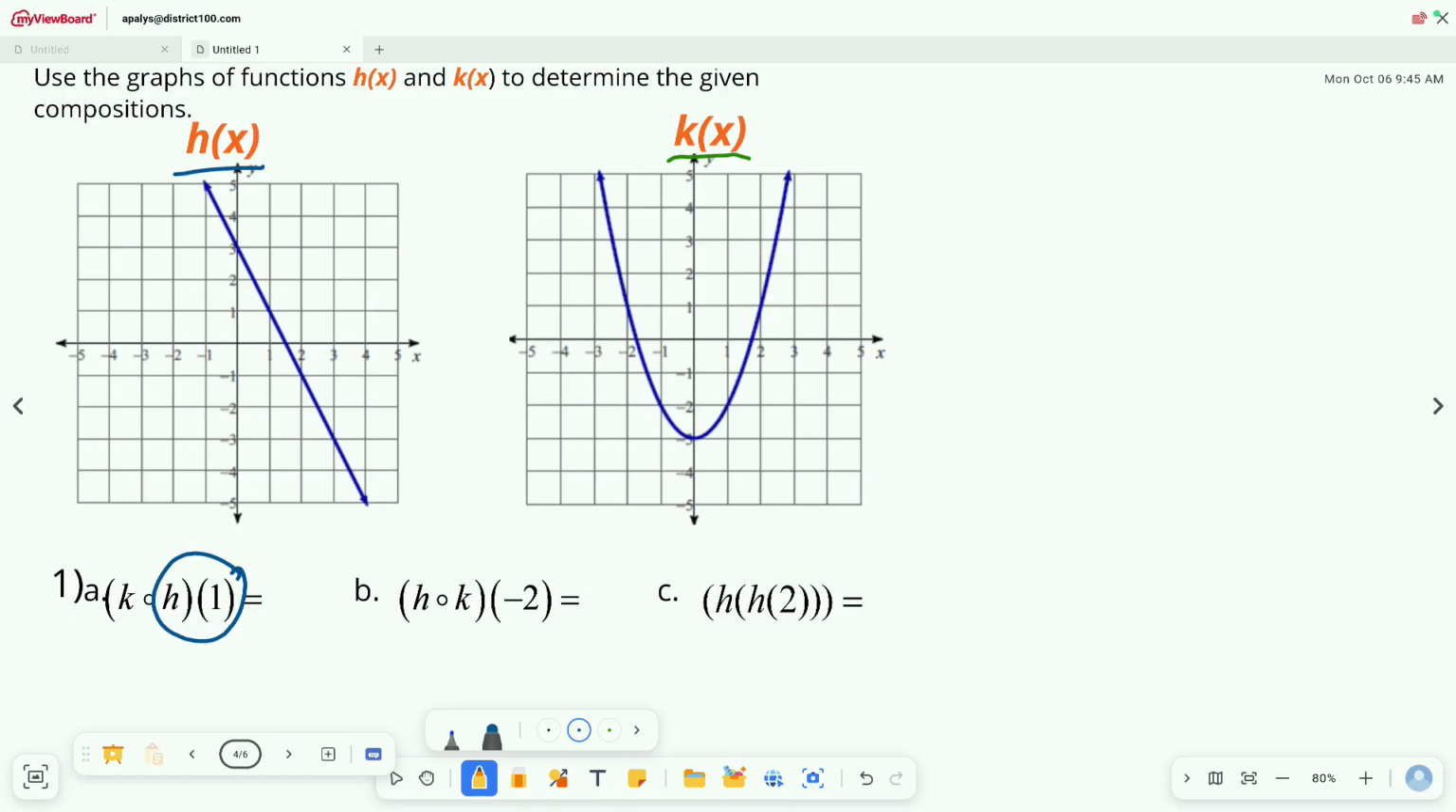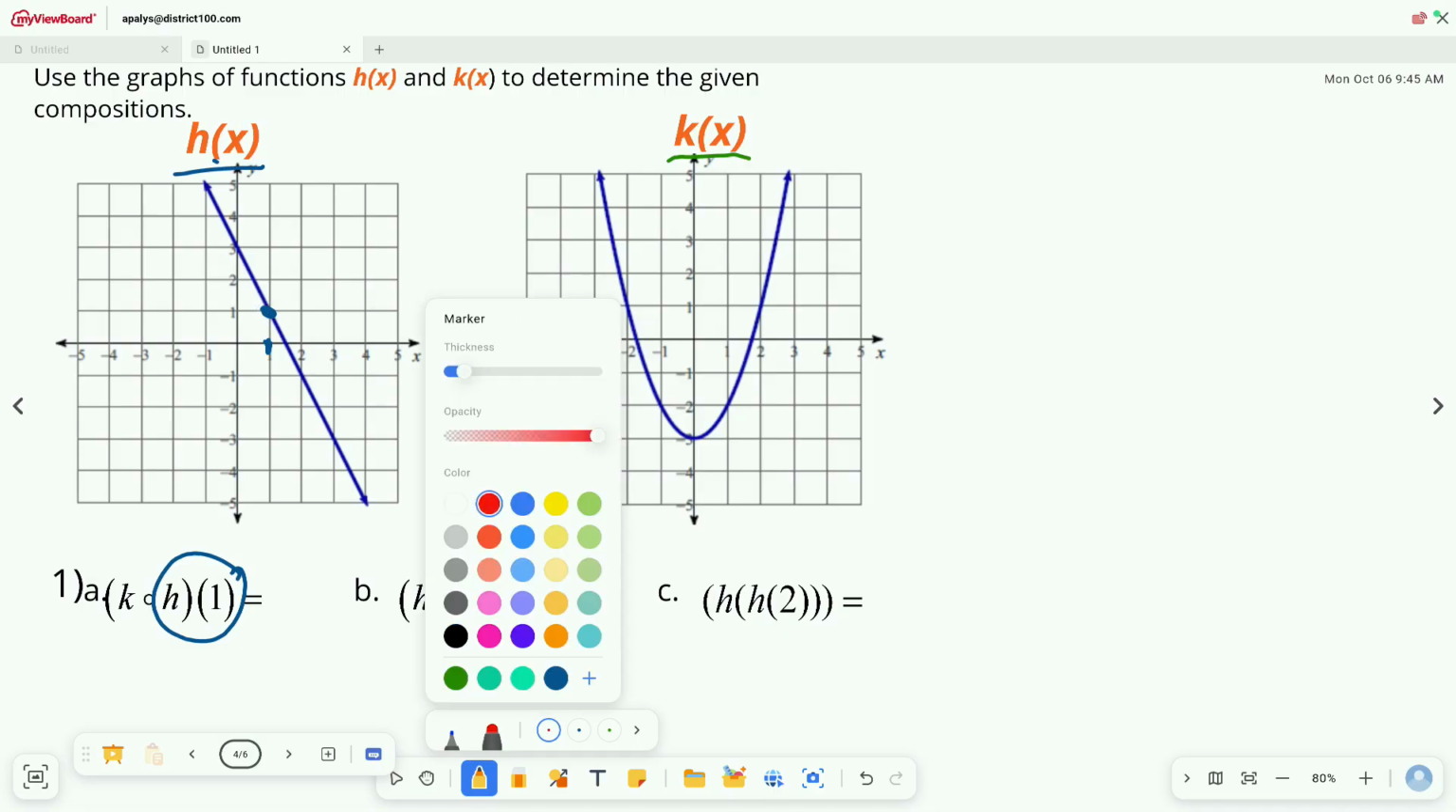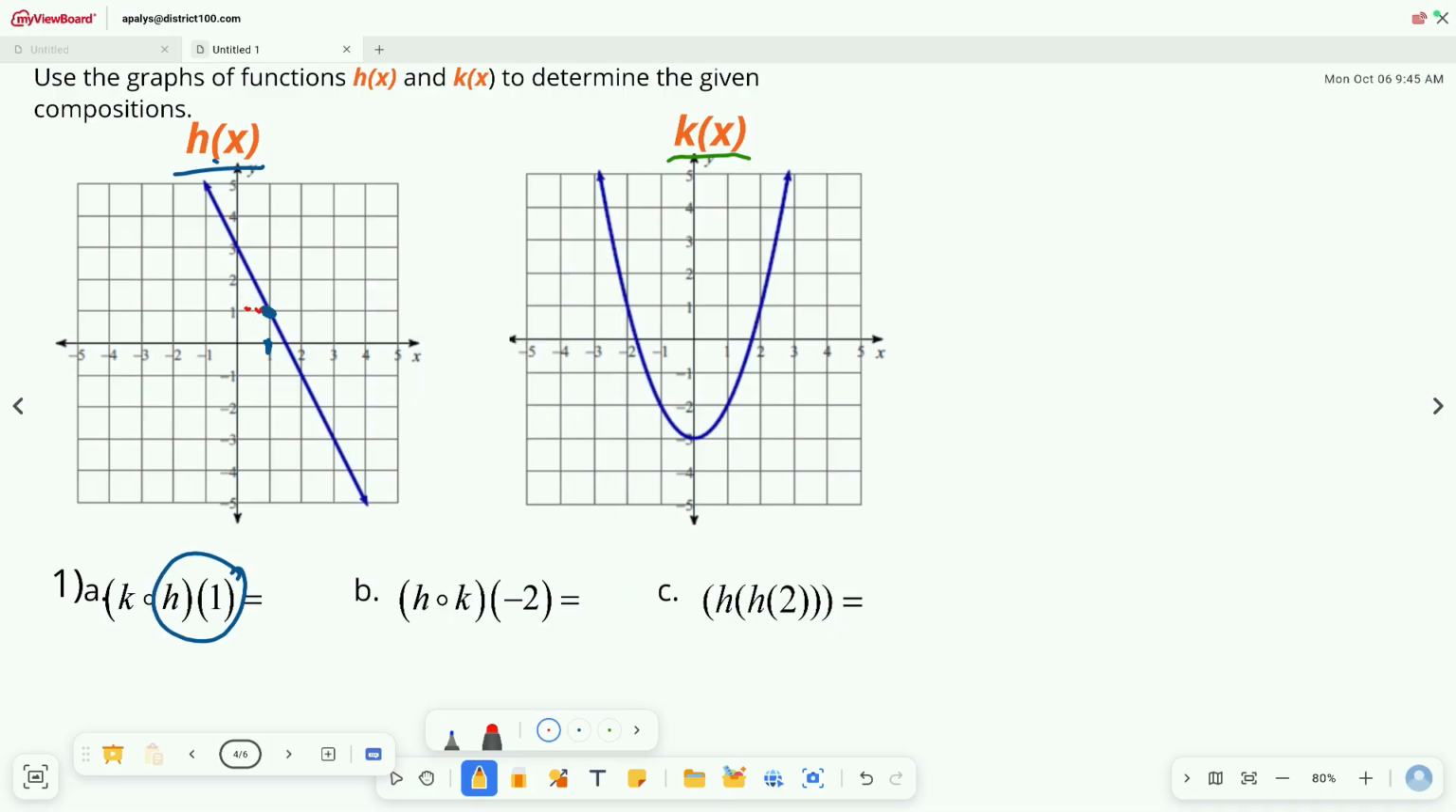If it's in the parentheses, what is it standing for? The x. So we want to find where the x is 1 on this graph. X is 1 along this vertical line, so it hits at that point. What is my y value at that point? It is 1. So now that answer becomes the parenthesis for the k graph.